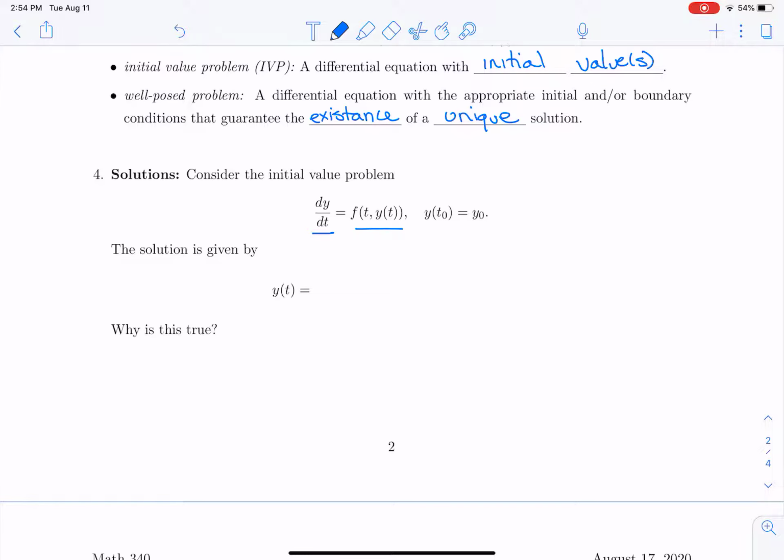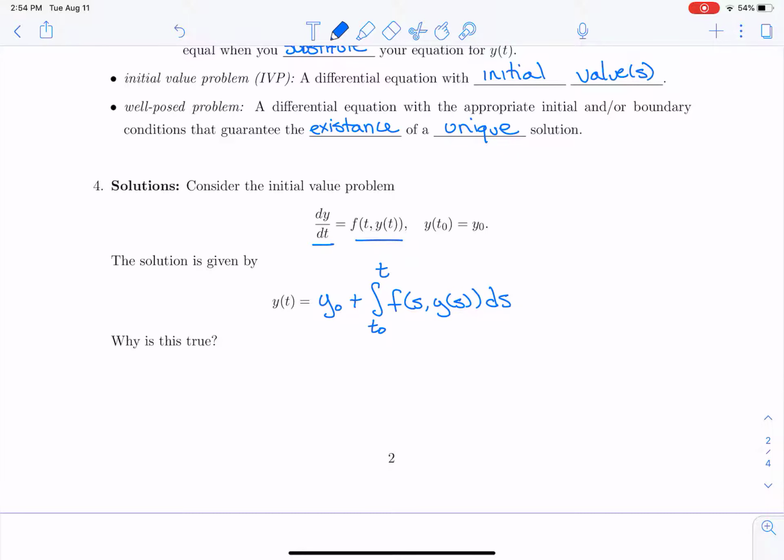Now, it turns out I can tell you right now what the solution is going to be. It's going to be y sub 0 plus the integral from t sub 0 to t of f of s, y of s, ds. So essentially, just like that first example where we needed to find an integral to solve the differential equation, the same thing is true for this general differential equation. The solution is just an integral.